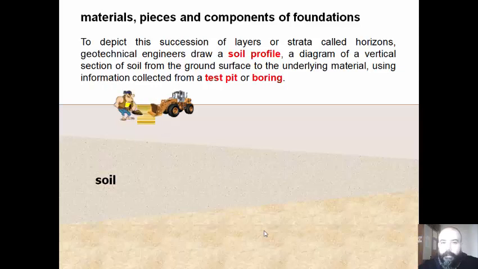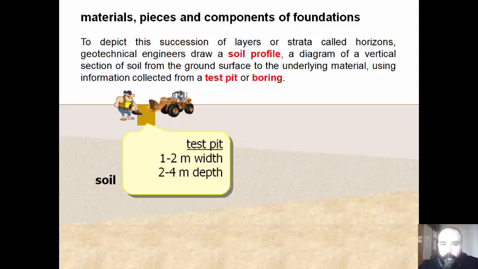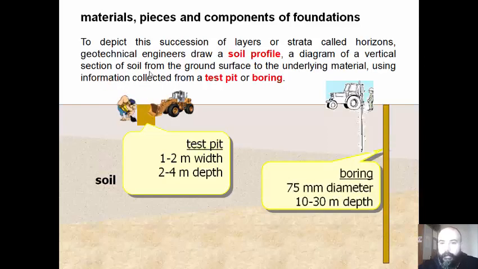To depict this succession of layers or strata called horizons, geotechnical engineers draw a soil profile, a diagram of a vertical section of soil from the ground surface to the underlying material, using information collected from a test pit, which can be 1 or 2 meters wide, maximum 4 meters deep. It can be done by hand or a machine, or boring. Boring is done with a machine. It can go up to 30 meters depth and has a much narrower diameter.